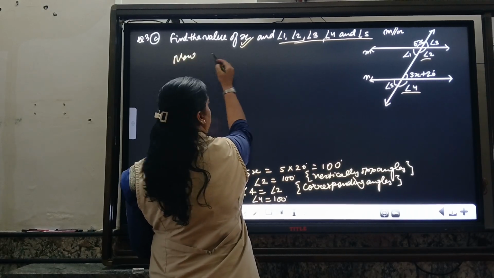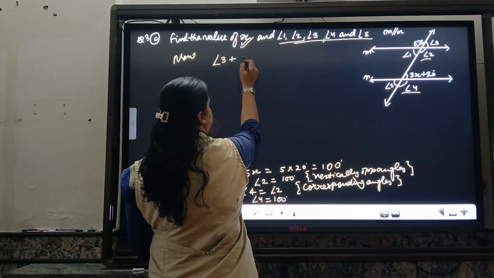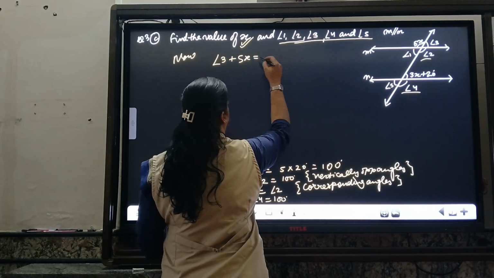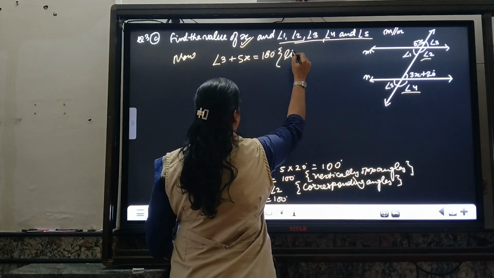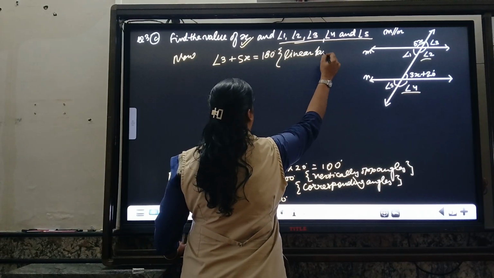Now we can write angle 3 plus 5x should be equal to 180. Their sum should be 180 because these are linear pair angles.